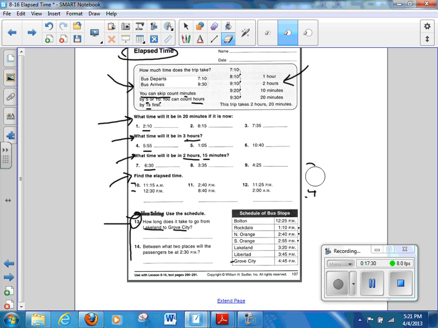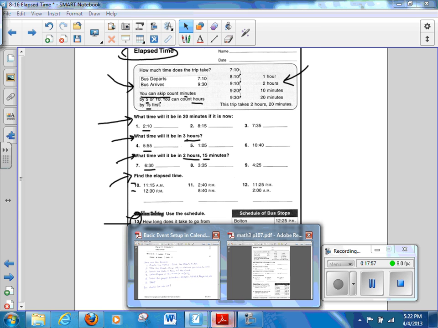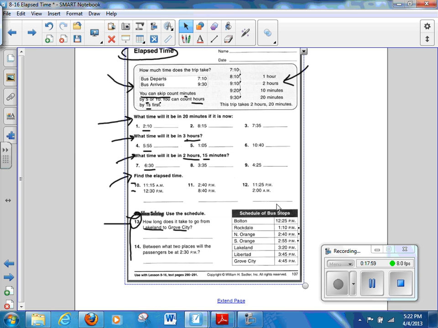And the last story problem of the day, let's look at that one before we close. Between what 2 places? Well, then they are going to ask for names here. What places? These are all the places over here, and they want you to tell 2 places. Let's read the question further. Between what 2 places will the passengers be at 2:30 p.m.? So if I'm looking at my watch, and my watch says 2:30, then I know that I'm not going to be here, and I'm not going to be there. I'm going to be between one of these, or between 2 of these places.